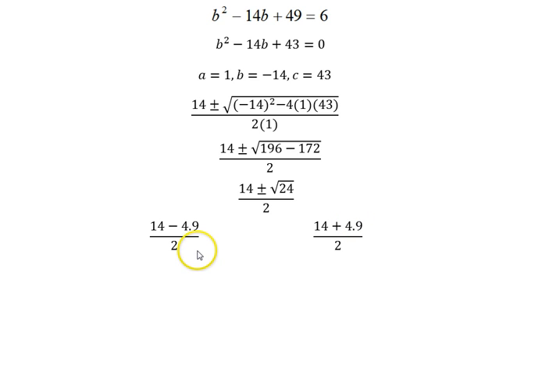Now I'm just going to simplify each of these. 14 minus 4.9 is 9.1, divided by 2. 14 plus 4.9 is 18.9, divided by 2. I'm going to divide each of these by 2. 9.1 divided by 2 is 4.6. 18.9 divided by 2 is 9.4.